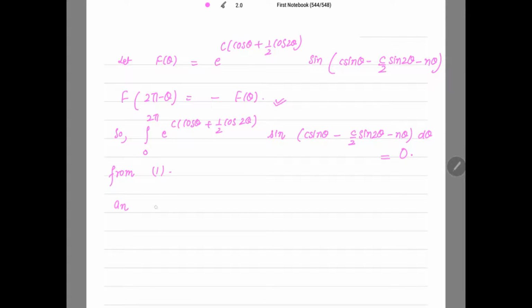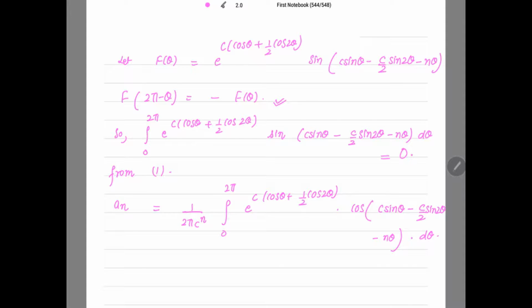our a_n is equal to 1 over 2 pi c to the power n, integral from 0 to 2 pi of e raised to the power c cos of theta plus 1 by 2 cos of 2 theta, into cos of c sin theta minus c by 2 sine of 2 theta minus n theta, into d theta.